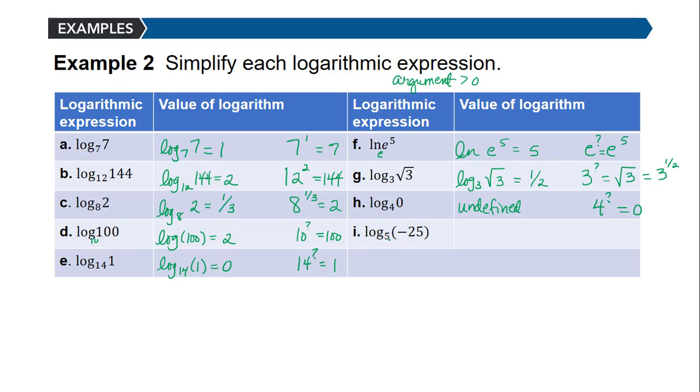Likewise, log to the base 5 of negative 25 would tell me to find what power of 5 gives me negative 25. But we just talked about that in the previous slide. There's no exponent that I can raise 5 to get a negative number, and so this also is undefined.